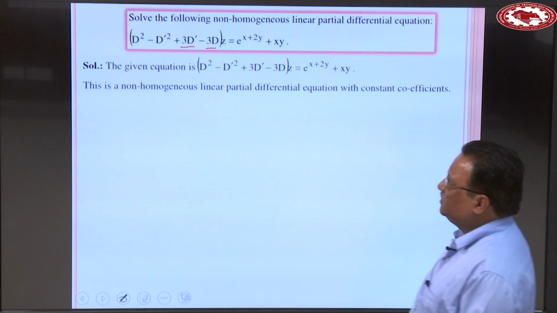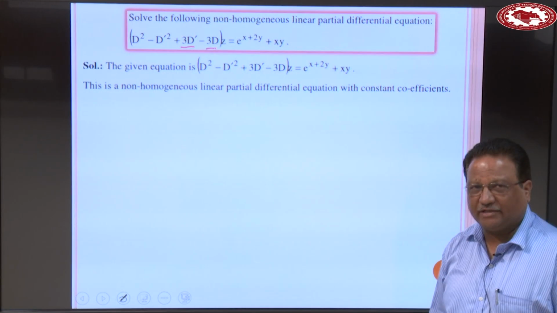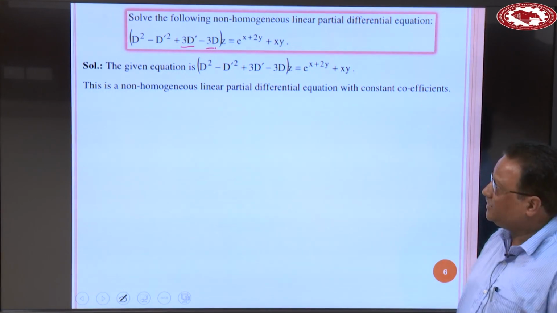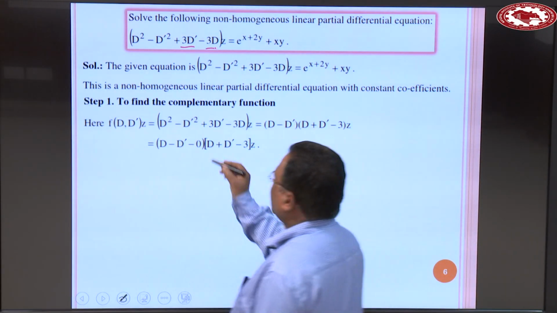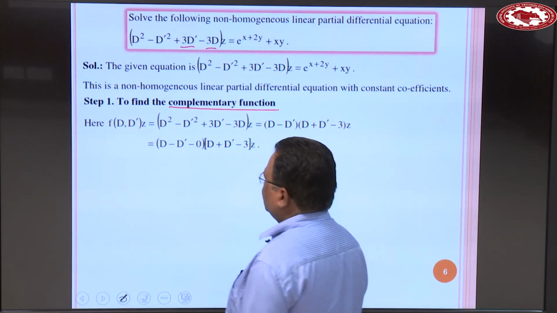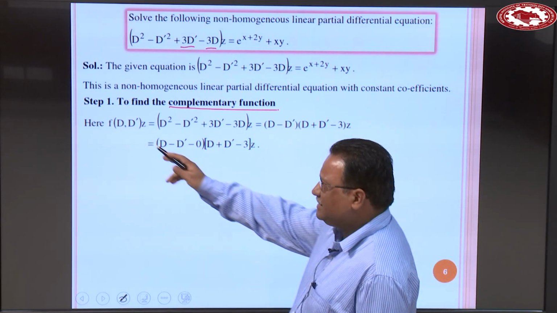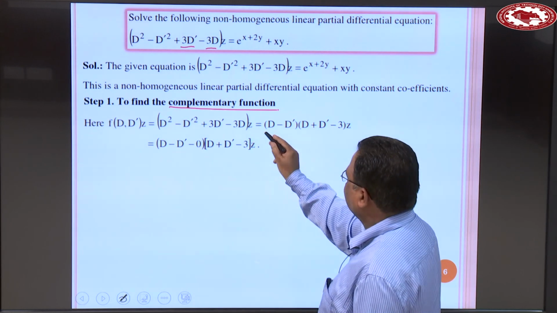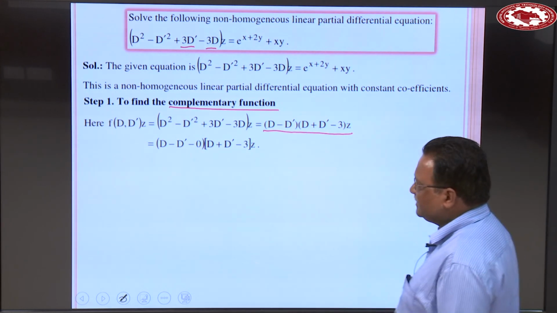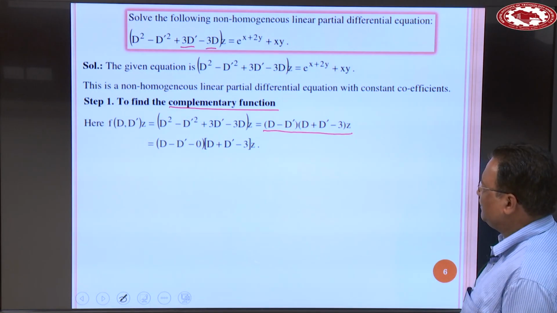Okay. So clearly this one is a non-homogeneous linear partial differential equation with constant coefficients, right? Then the first step is to find the complementary function. So how can we evaluate the complementary function? We write f(D, D') z equal to this result, and that can be factorized into linear factors (D - D')(D + D' - 3) z.